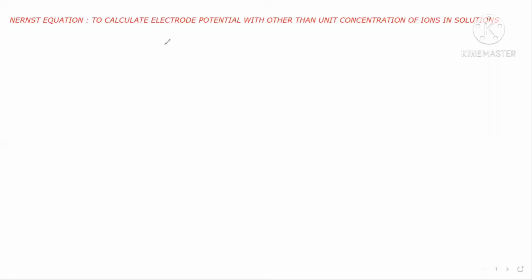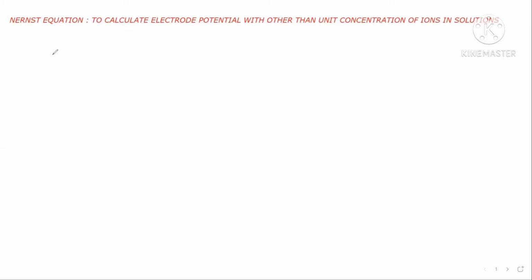Dear students, today I would like to discuss the Nernst equation, which is a very important concept in electrochemistry. The Nernst equation is used to calculate electrode potentials with other than unit concentration of ions in solution. It is obtained from the thermodynamic relation between the Gibbs free energy function and the EMF of the cell.